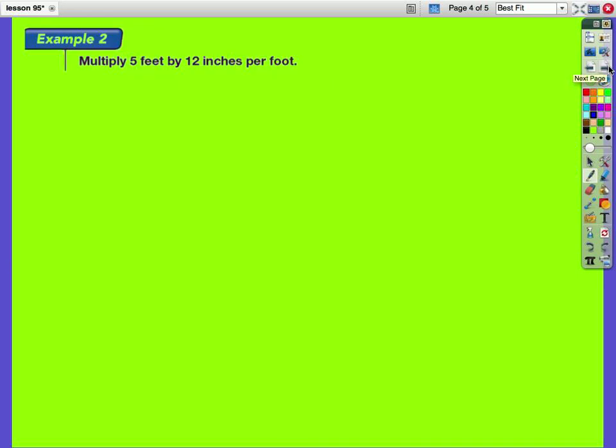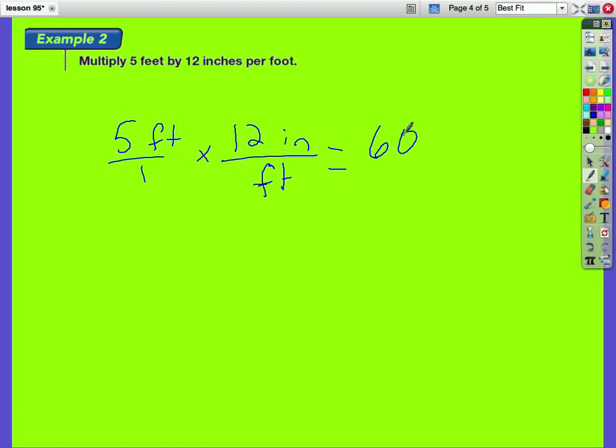Let's try another one. It says multiply 5 feet times 12 inches per, remember per is our fraction bar, per foot. Okay, the 5 feet is going to be over 1. Okay, let's start with our numbers. There's no numbers to cancel out, so I multiply my numbers and you get 60. Okay, now I look at my units. I have feet on top, I have feet on bottom, they're going to cancel out. Okay, I have inches on top, that's my only label left, so I'm going to keep that. I get 60 inches. Okay.